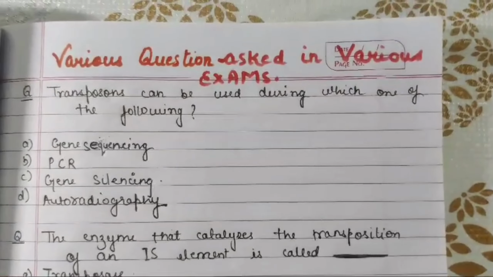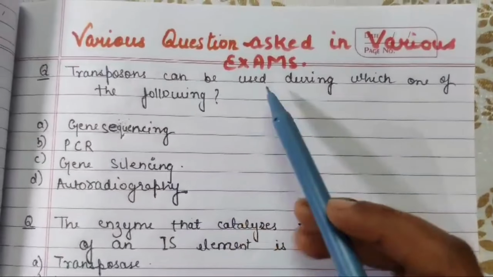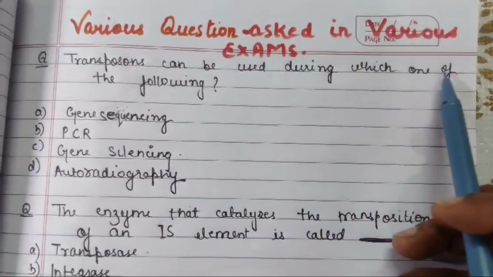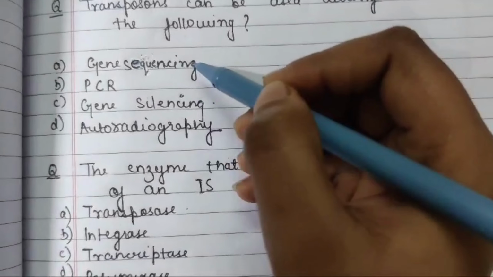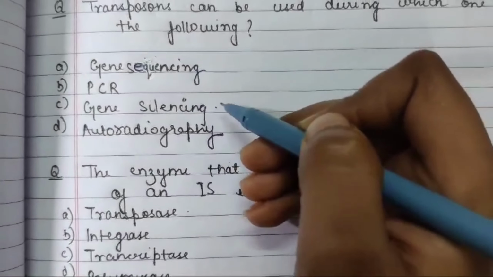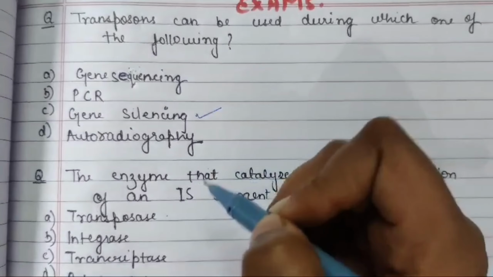Now let us learn the various questions that are asked in various exams. The first one is, transposons can be used during which one of the following? The options are gene sequencing, PCR, gene silencing, and autoradiography. So the correct one is gene silencing.